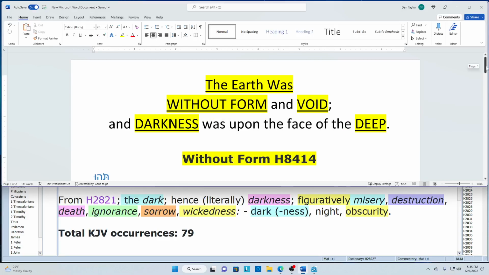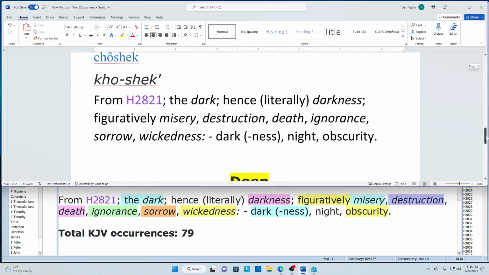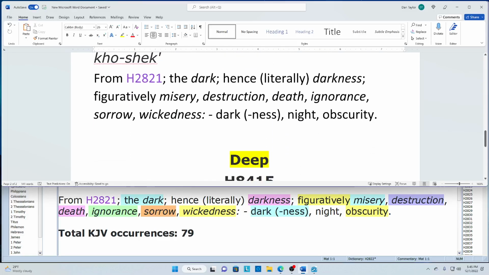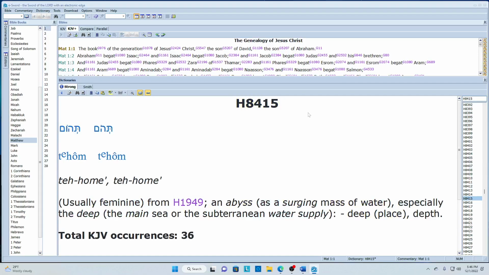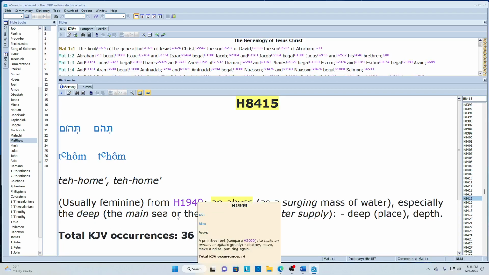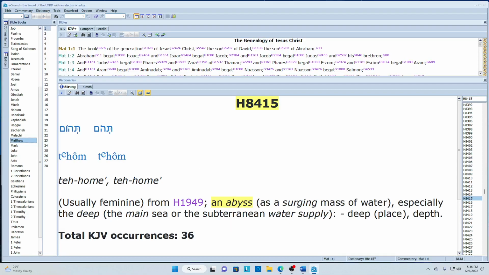Now, what's the deep? I just put it all right here in my notes. So, what's the deep? It is 84:15. So again, I go here to find this word 84:15. I go all the way down to the eight thousands. 84, where are you? A little bit more scrolling. 84:15 right here. All right. And this is what the deep is. An abyss, especially the deep, surging mass of water was upon the face of the deep.